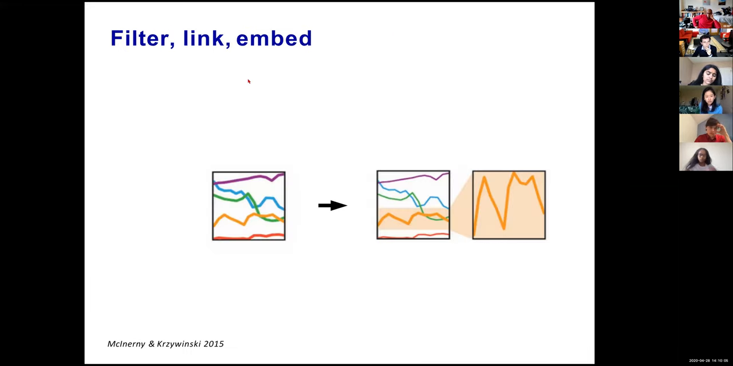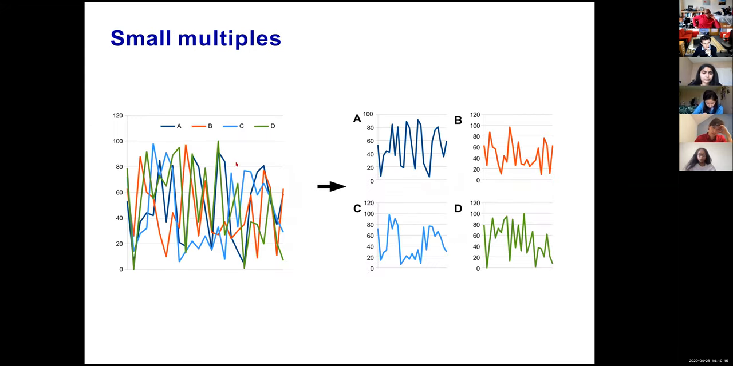You can also filter, link, and embed. You can, for example, highlight this and then zoom it out, sort of highlight this particular chart among a continuation of charts. You clearly don't want to show your data this way. This is just completely incomprehensible. One thing you can do is split them into different distributions, and then you can see the linear trend for each of the different points.